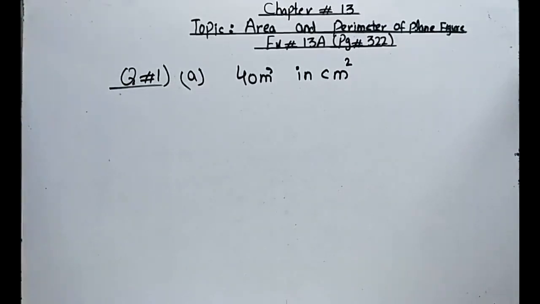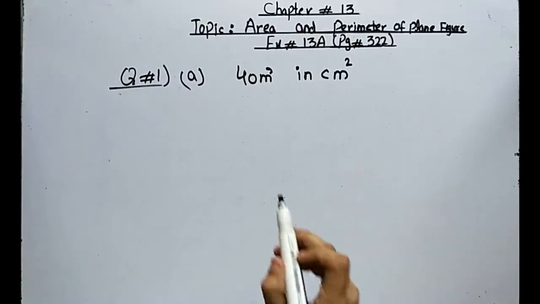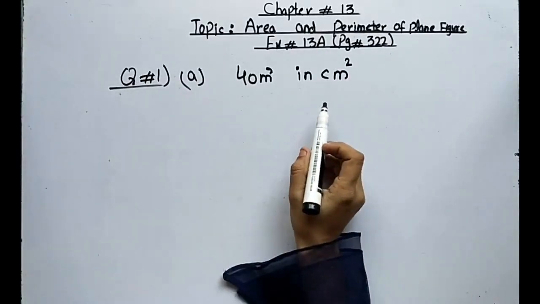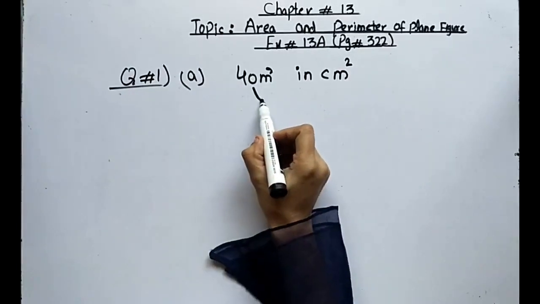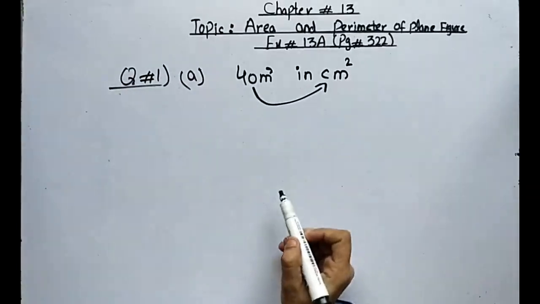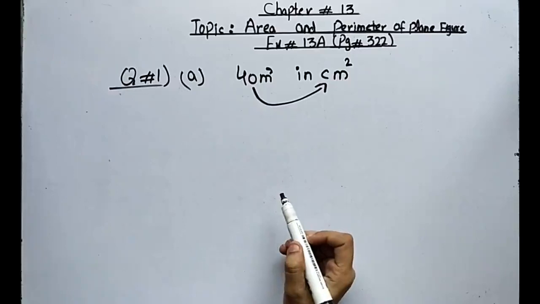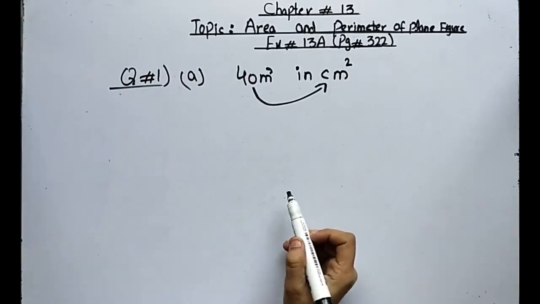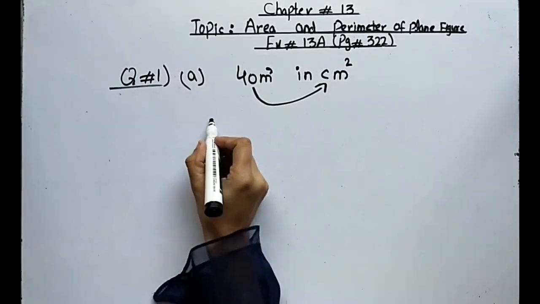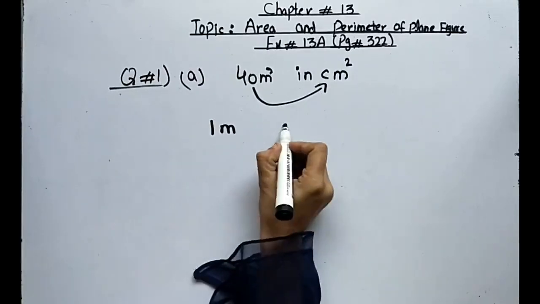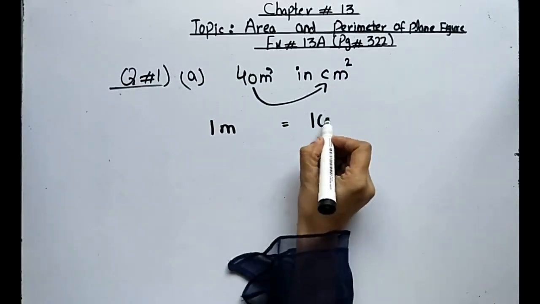A part of exercise 13A is they are saying to express 40 meter square in centimeter square. That is, convert this 40 meter square into centimeter square. So look at the board to see how we can convert. So students, as we know, 1 meter is equal to 100 centimeter.